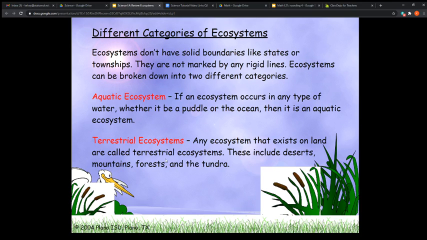Different categories of ecosystems. Ecosystems don't have solid boundaries like states or townships. They are not marked by any rigid lines. Ecosystems can be broken down into two different categories: aquatic and terrestrial. If an ecosystem occurs in any type of water, whether it be a puddle or the ocean, then it is an aquatic ecosystem. Any ecosystem that exists on land is called a terrestrial ecosystem. These include deserts, mountains, forests, and the tundra.